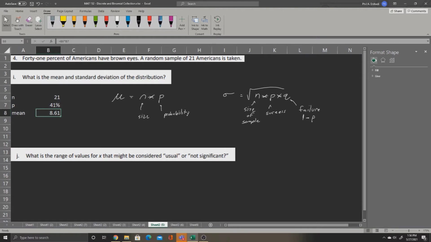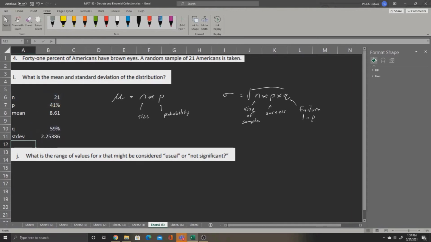Now, since we already have P, let's come down slightly and find out what Q is. And we'll say equals 1 subtract and click on the 41%. We get a probability of failure of 59%. Now, to find the standard deviation, we say equals SQRT for the square root symbol. Click the n, multiply, times p, multiply, times the q we found. We're not going to use the mean here, so we'll skip over that.